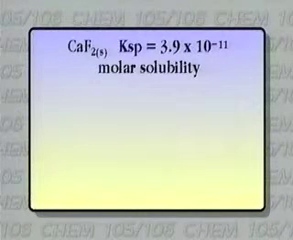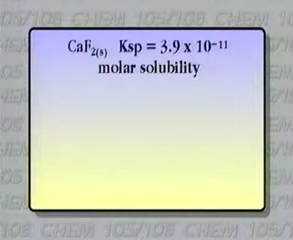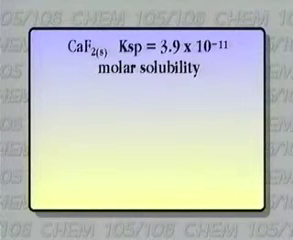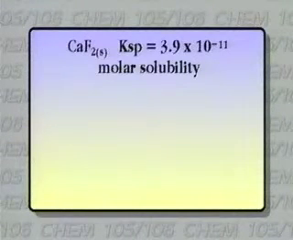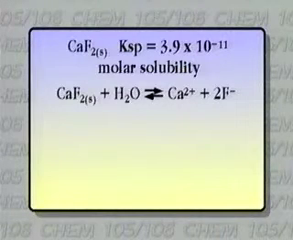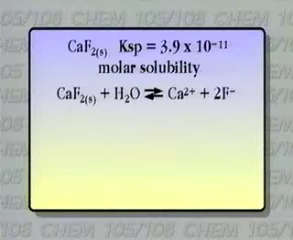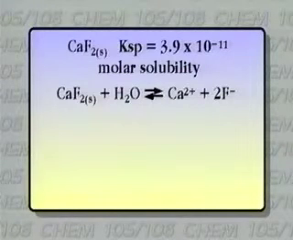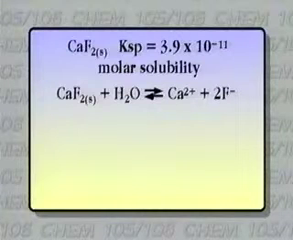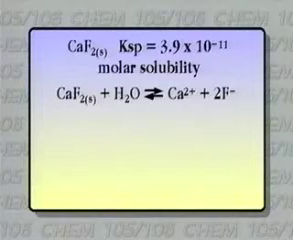Of calcium fluoride. Now again, the first thing that we would need to do would be write a chemical reaction. Calcium fluoride solid plus the water, equilibrium arrows, gives us calcium ion and 2 fluoride ions. Now I'm not writing the aqueous, but they're there. It is aqueous. It's a water solution.